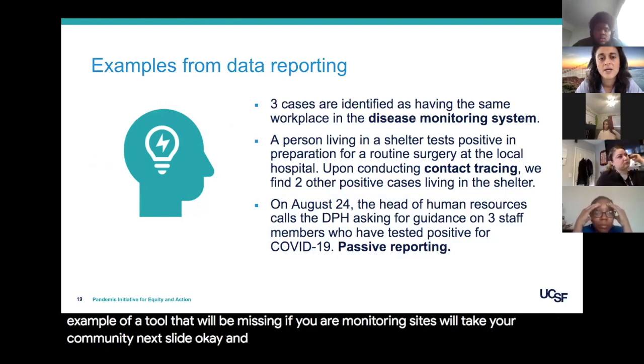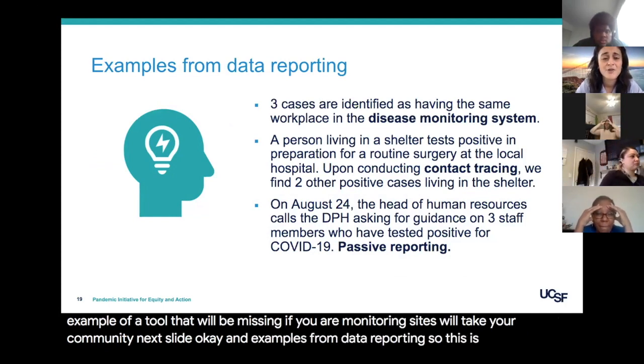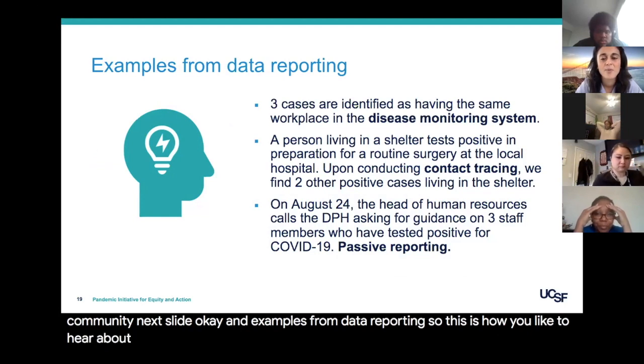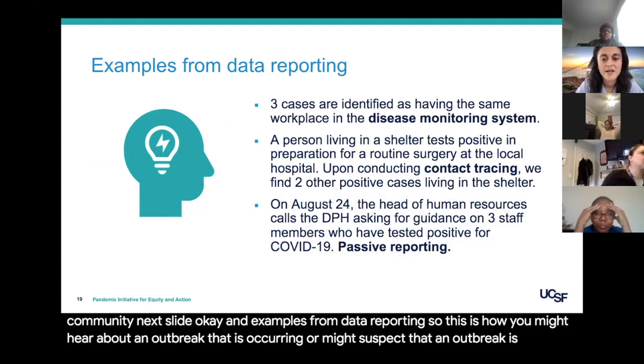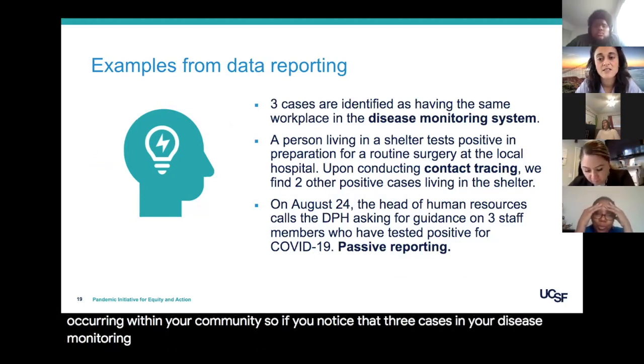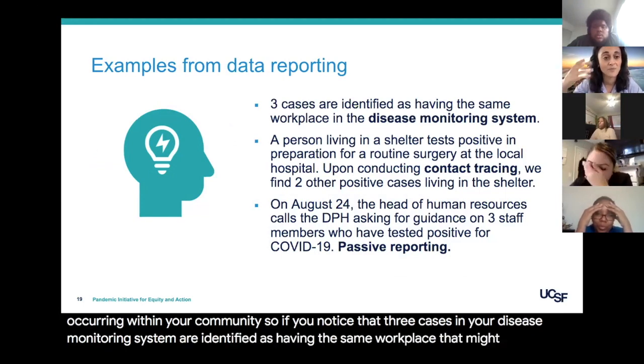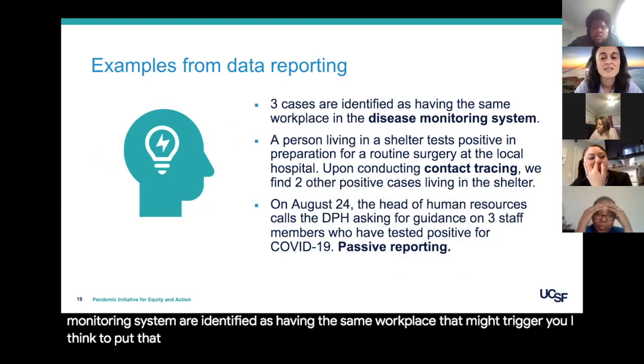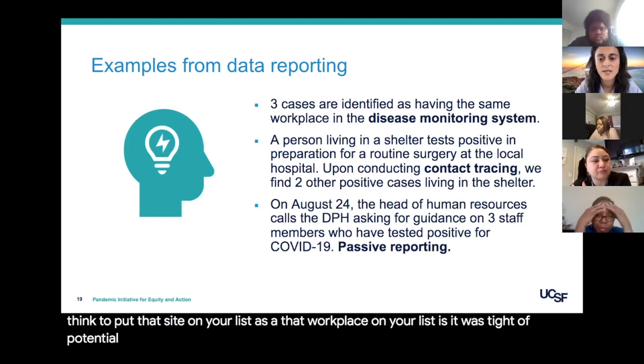Okay, and examples from data reporting. So this is how you might hear about an outbreak that is occurring, or might suspect that an outbreak is occurring within your community. So if you notice that 3 cases in your disease monitoring system are identified as having the same workplace, that might trigger you, I think, to put that workplace on your list as a site of potential outbreak.